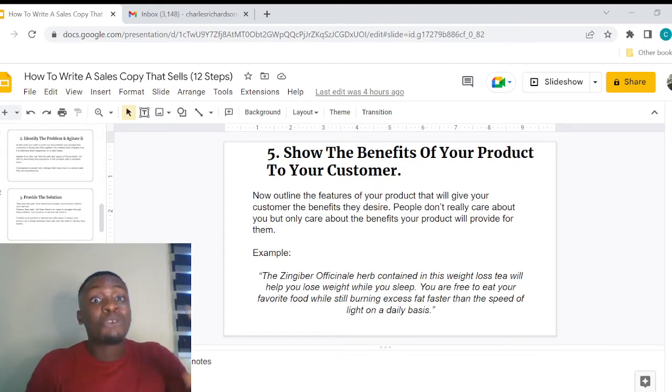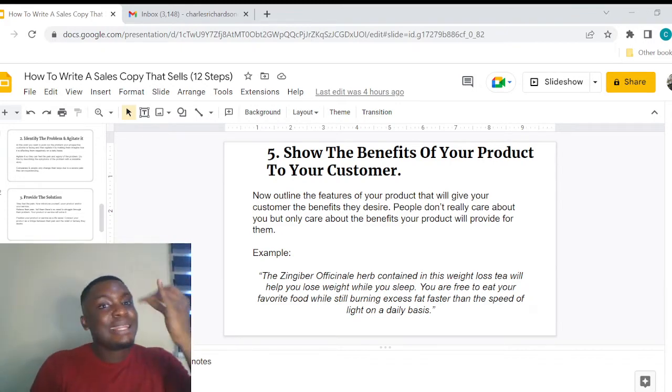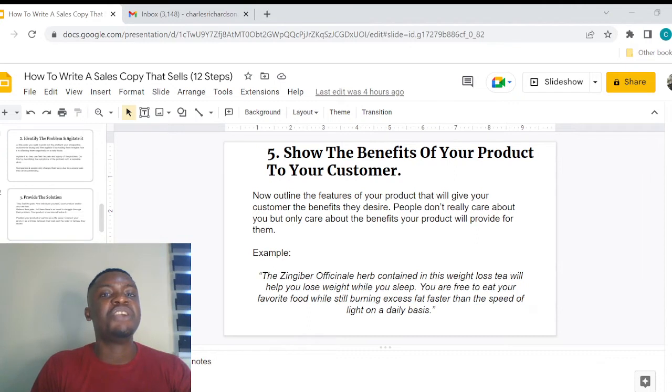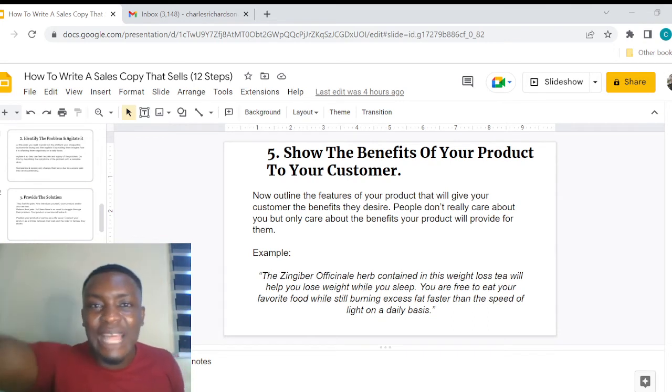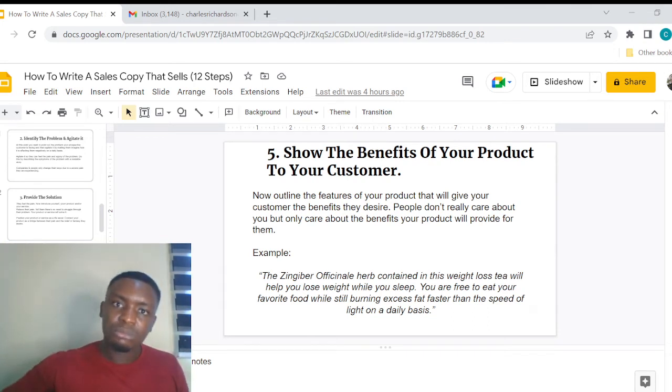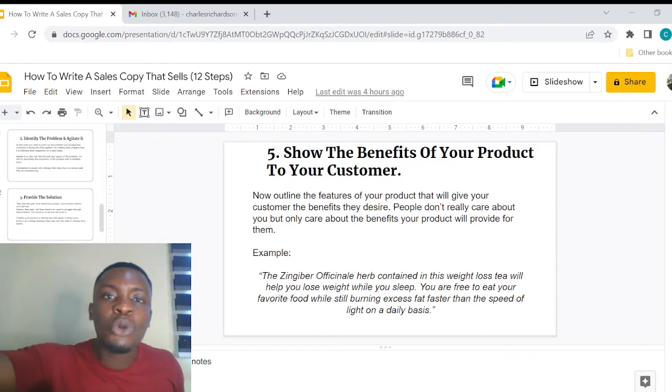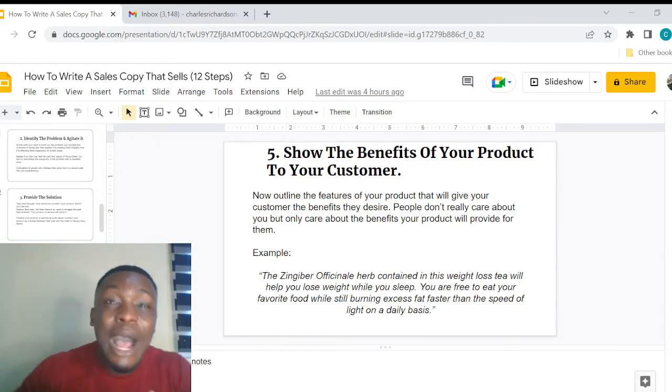Your product is comprised of many things. Of course, in a weight loss tea, there are different ingredients. Now, outline all the ingredients in your product and tell them how each of the ingredients will help them achieve that fantasy that they have in their head, achieve that goal that they have in their head, solve that problem that they have in their head. That is how to display your benefits.